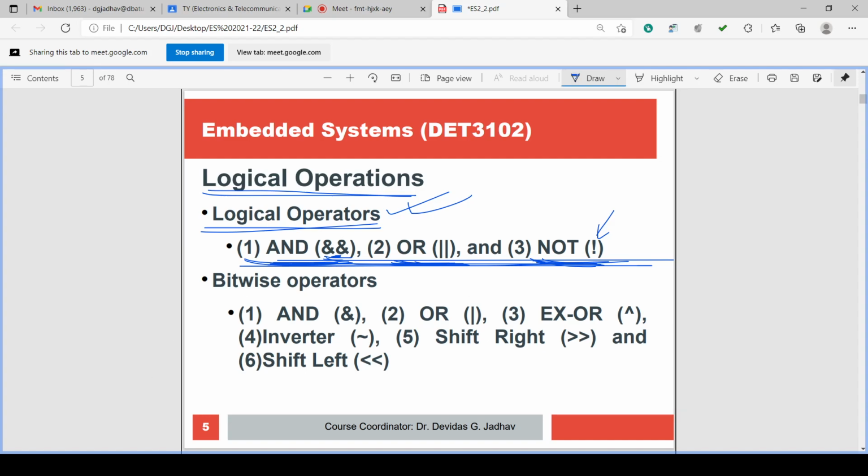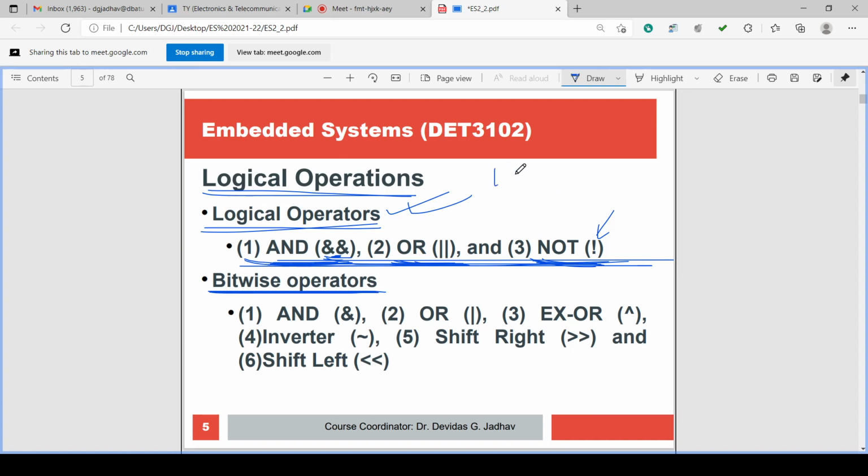So this is for 1 byte, 1 register. Okay. Similarly, bit level operators are there. It is called the bitwise operator. So what is a bitwise operator?